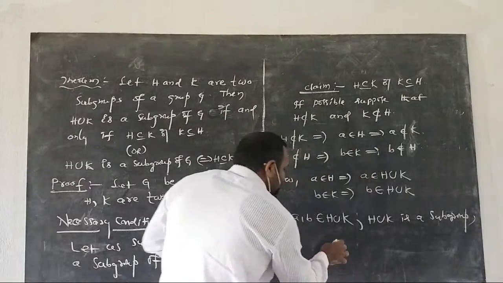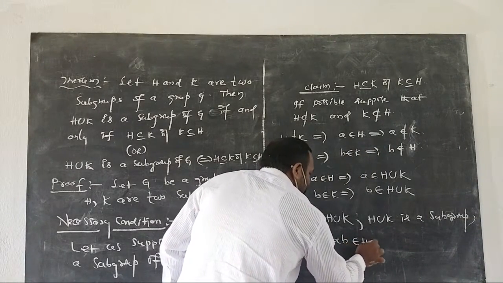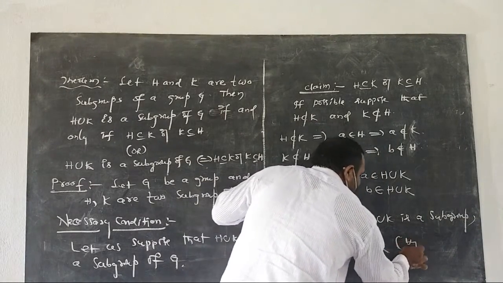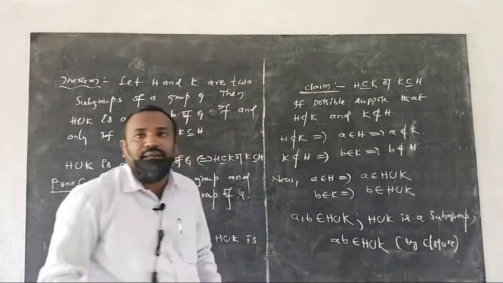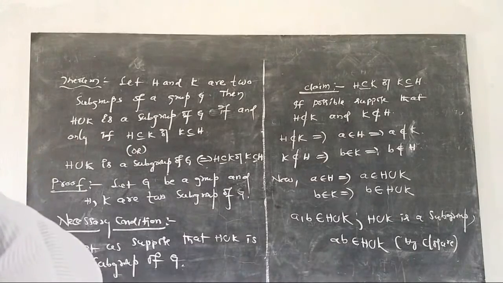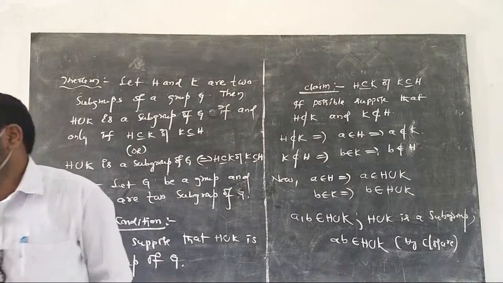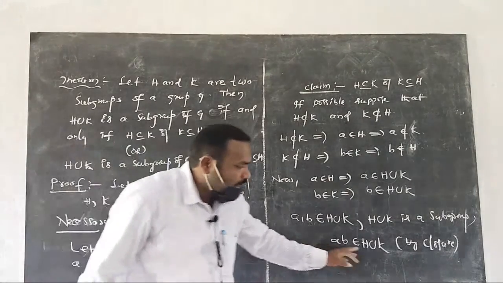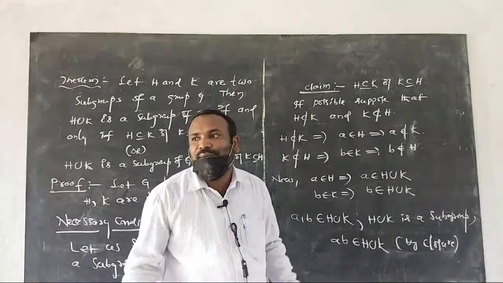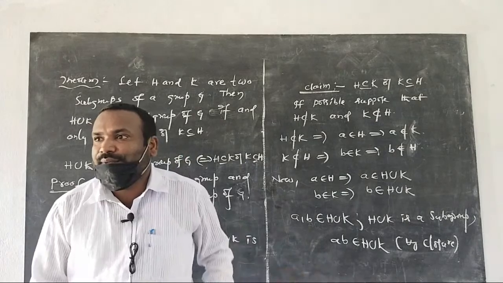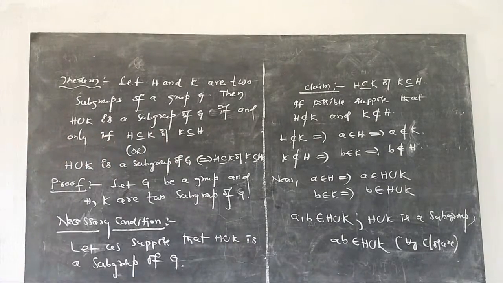By closure axiom, AB belongs to H union K. This is by closure. Now if AB is in H union K, AB can be in H, in K, or in both. You write until this step.